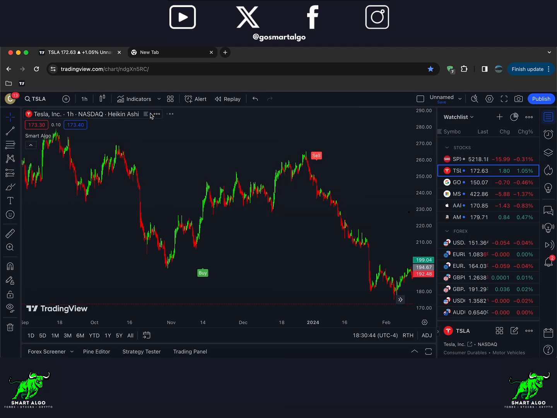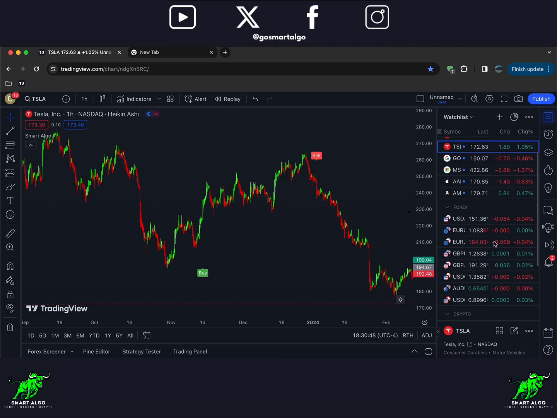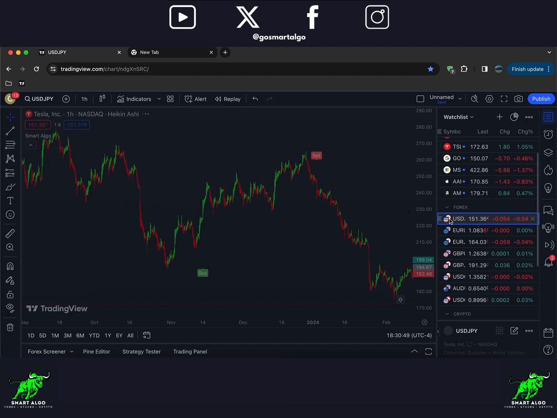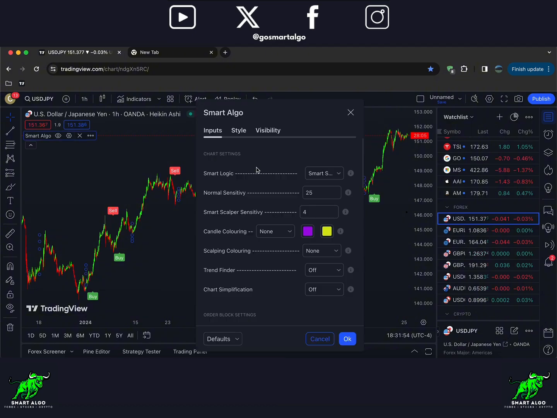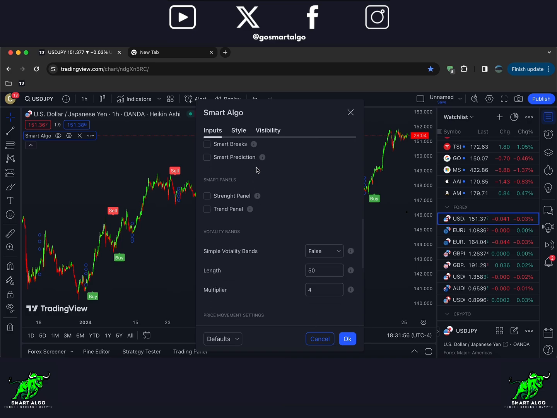The market's currently closed, so we'll just hop on to Forex real quick. Just let it load up. Perfect. So we're on Forex right now. Once you're on the chart of your choice, you're going to go up here where it says SmartAlgo, and you're going to press on this little settings tab. Once you press on the settings, you'll be met with a long list of features and settings.